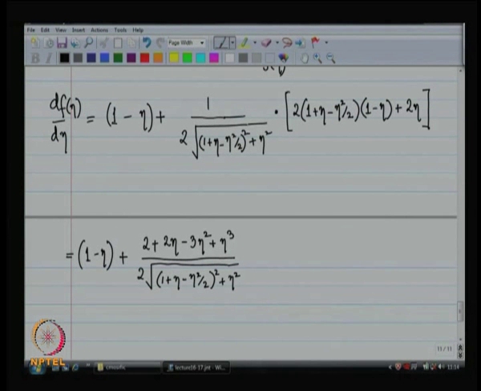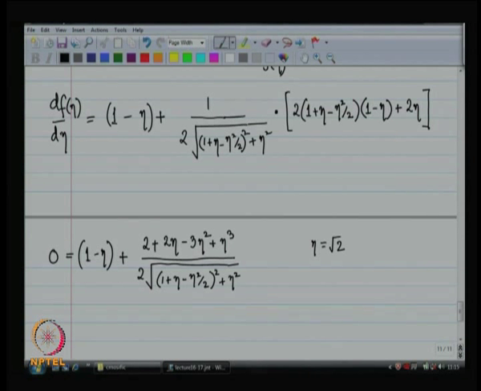Okay. So, this is what I have got, and for a maximum to happen, this quantity has got to be equal to 0. Now, instead of going through the entire algebra, let me just try to plug in one number. So, let us try to plug in eta equal to square root of 2.